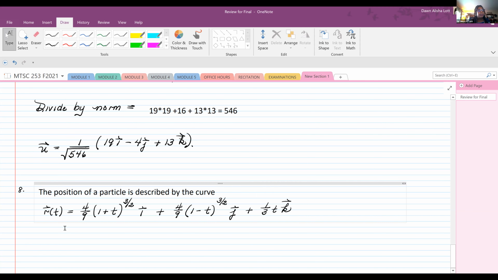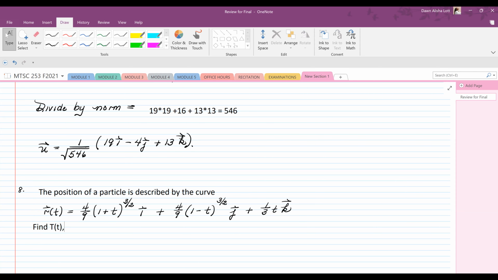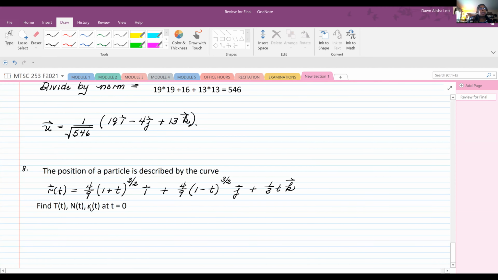Okay, and what do they want you to do? Find T, N, and kappa? Yeah, T and kappa. It's the tangent vector, the normal vector, and kappa at t equals 0. Okay. All right, so how do you start?